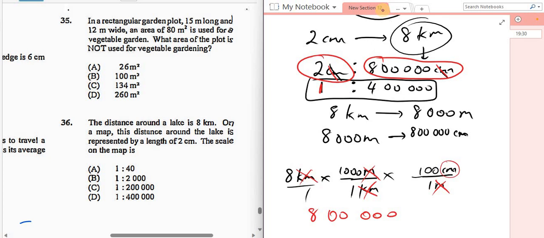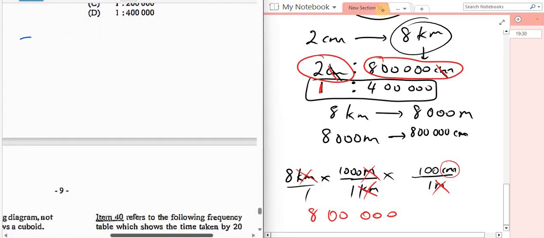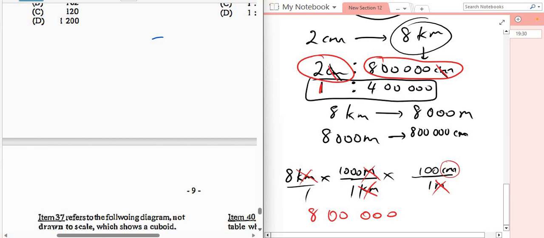Which method do you prefer? The previous one or this one? You always prefer the first. Alright, what about you guys online? Previous method or this one? Oh, use whatever comes to your mind.